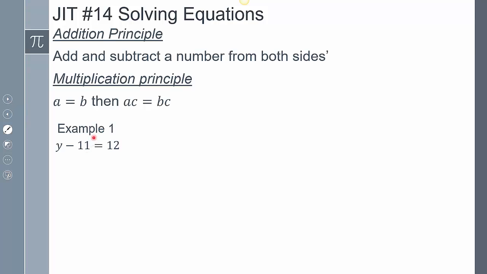So in this first example, if I have y minus 11 equals 12, to get y by itself, I want to add 11 to both sides. And so the negative 11 and a positive 11 will cancel out. And so 12 plus 11, that's going to give me y equals 23. On this one here, I'm going to divide both sides by 15.